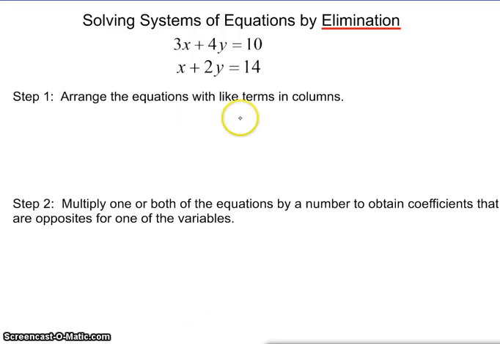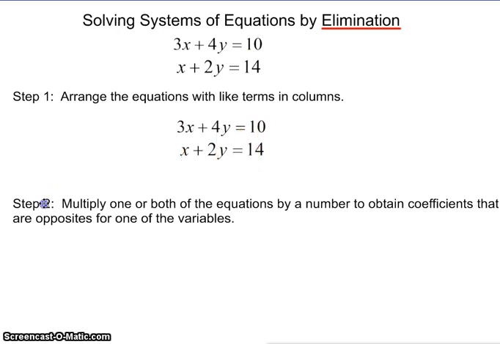All right, taking a look at this problem, I would like for you to try it. Okay, pause and give it a shot. All right, so the step 1 is to arrange the equation with like terms in their columns. Notice that the x column, the y column, the equals, and the constant are all aligned correctly. So I don't need to continue to do anything with this.